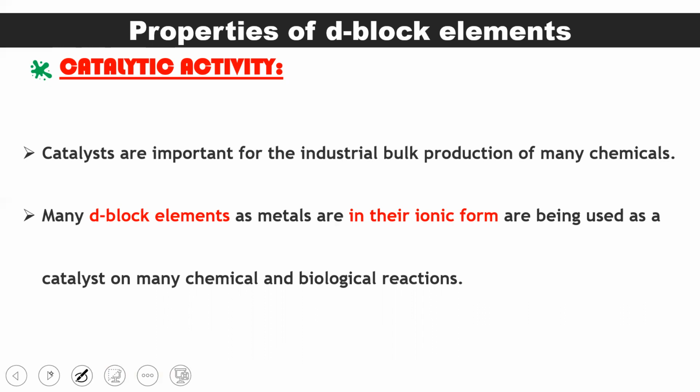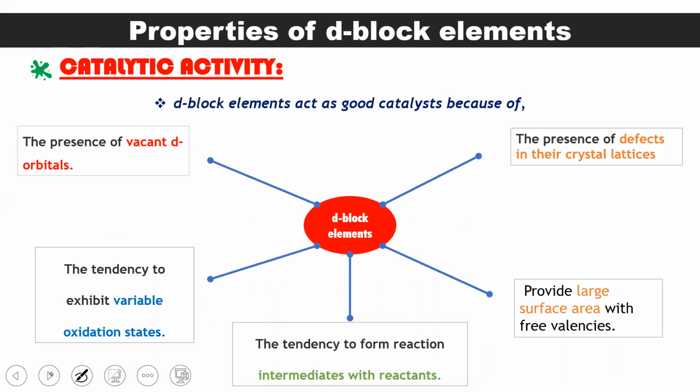So here, many d block elements will act as a catalyst. In their ionic form, they can be used in many chemical and biological reactions. Then why will the d block elements act as a catalyst? Because of some characteristics that d block elements have. Now here are some factors. Due to these factors, the d block elements will act as a catalyst.